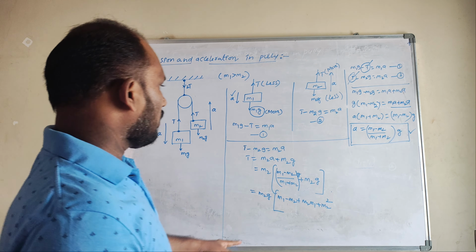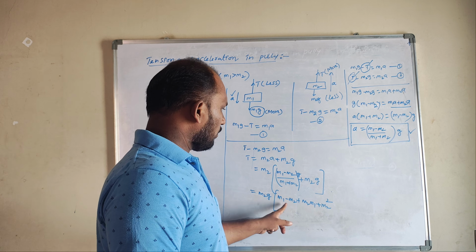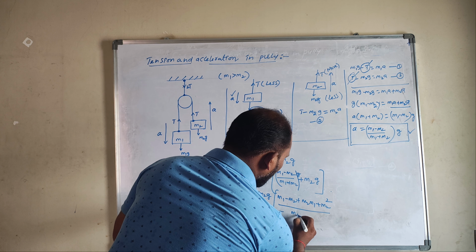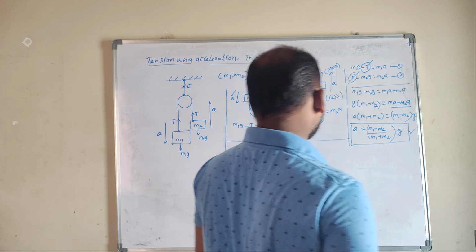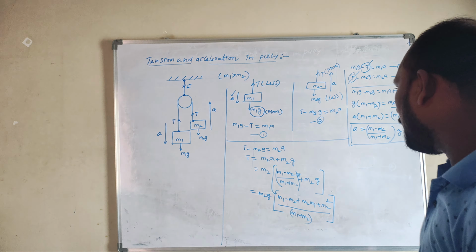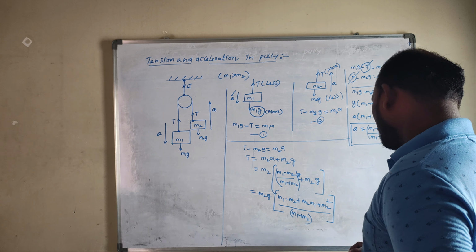So let's see, guys. M1 minus M2 remains the same, I am not disturbing anything. I am taking the LCM, M1 plus M2, and not disturbing anything else. So M2G I am taking as common, leaving M1 minus M2 plus M2 into M1 plus M2.